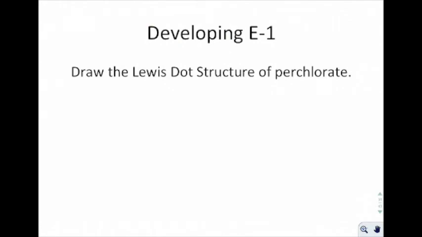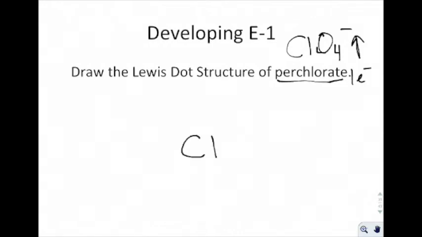So it says draw the Lewis dot structure of perchlorate. You should know what perchlorate is because you've memorized your polyatomic ions. Perchlorate is ClO4 with a minus. This minus indicates that I have 1 extra electron. When I look at chlorine, chlorine goes in the middle because it's the one that there's 1 of. And I would say, okay, chlorine has 7 valence electrons. I know chlorine has 7 valence electrons because it's in the halogen group next to the noble gases. Next, I know oxygen.